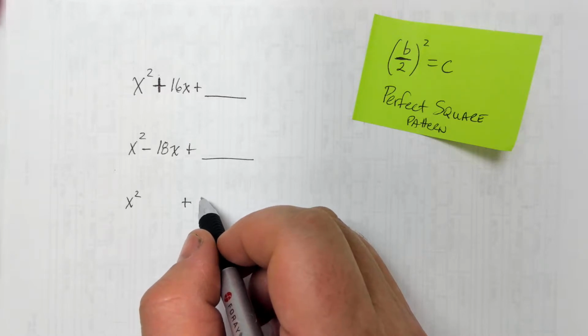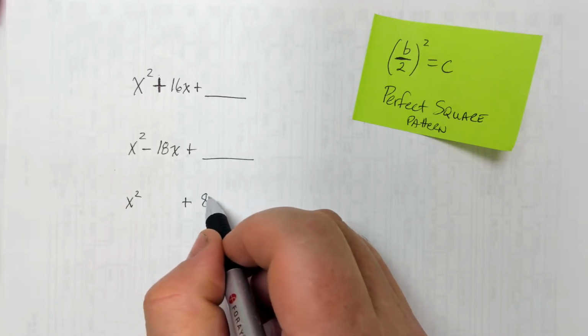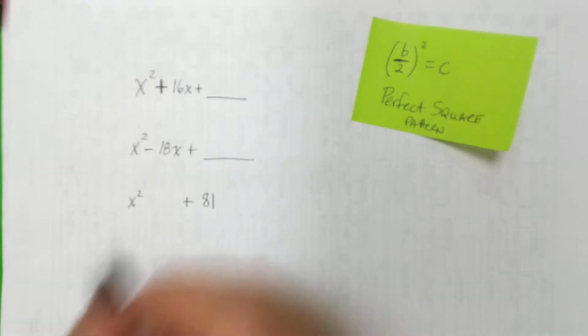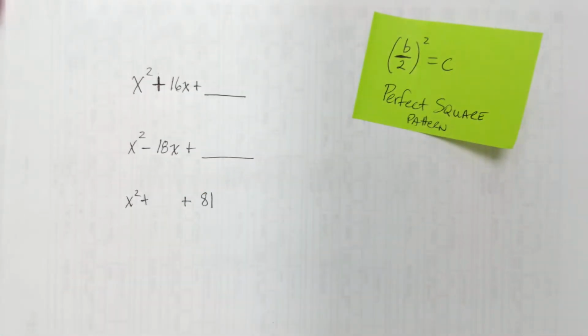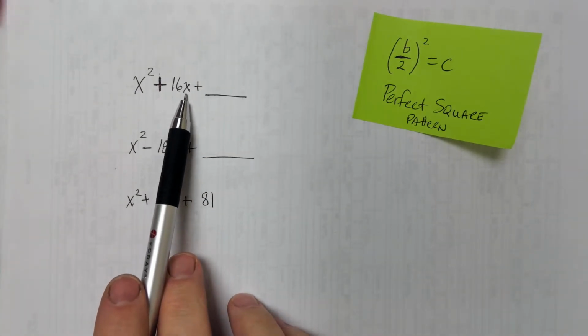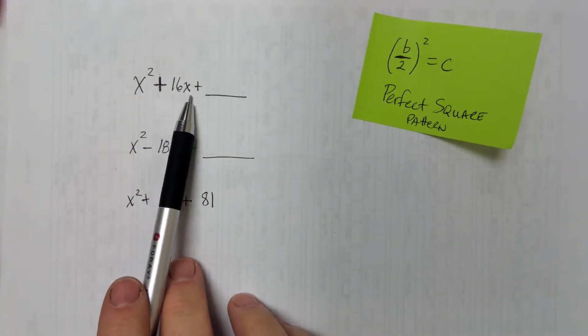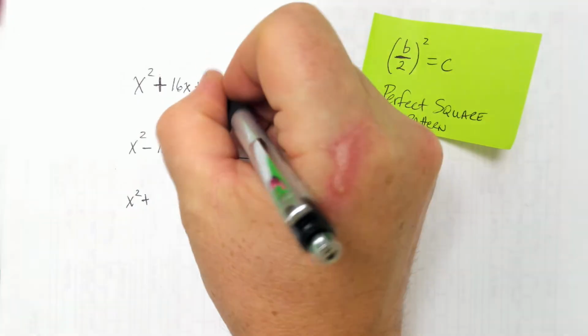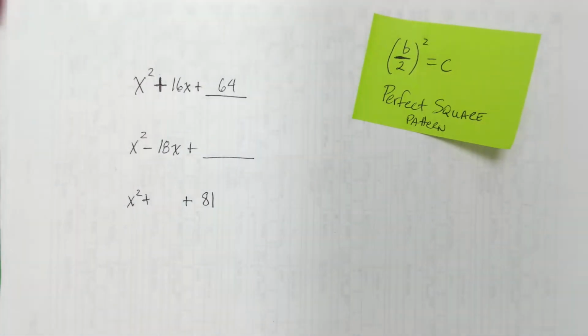Or what if we had x squared plus... that's 18, so this is b. So half of that is 8. 8 squared is 64. And if you factored that, that would be x plus 8 squared, right?